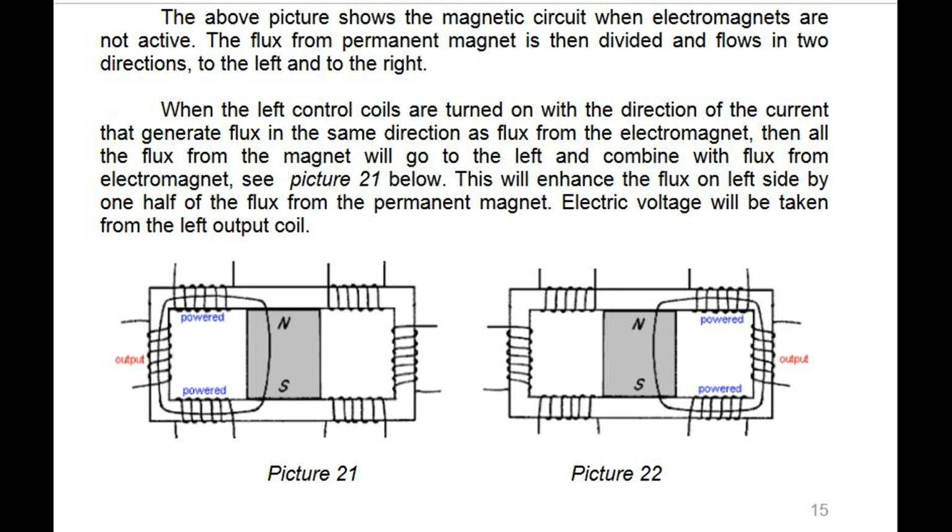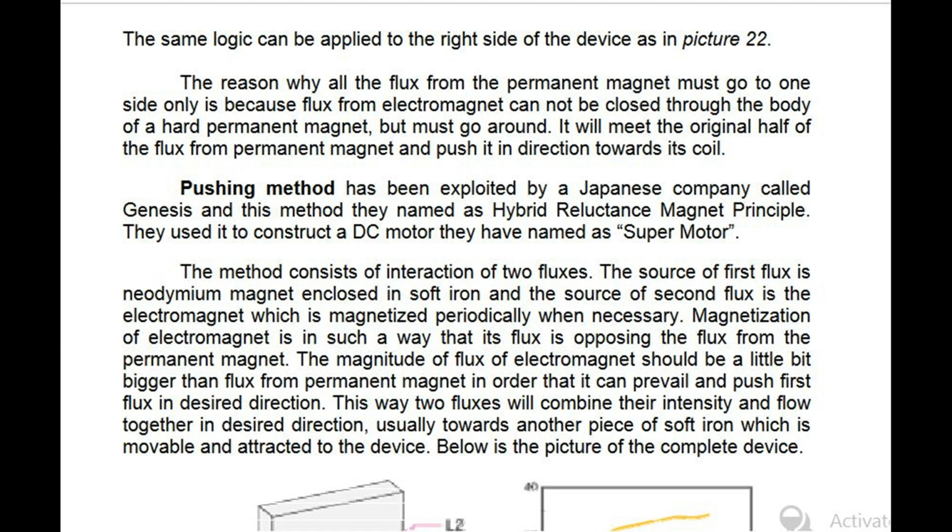This will enhance the flux on the left side by 1/2 of the flux from the permanent magnet. Electric voltage will be taken from the left output coil. The same logic can be applied to the right side of the device as in picture 22. The reason why all the flux from the permanent magnet must go to one side only is because flux from the electromagnet cannot be closed through the body of a hard permanent magnet, but must go around. It will meet the original half of the flux from the permanent magnet and push it in the direction towards its coil.